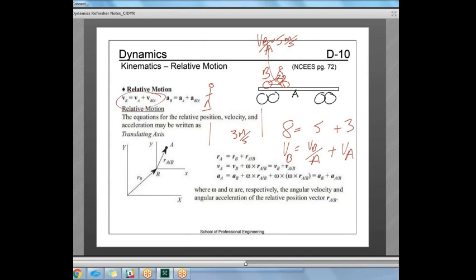So it turns out 8 equals 5 plus 3. So that's kind of saying the velocity of the bicycle is the velocity of the bicycle with respect to the A train plus the velocity of the A train, which is exactly what's written right there. So you didn't really need an equation to solve this, right? You kind of intuitively knew this.